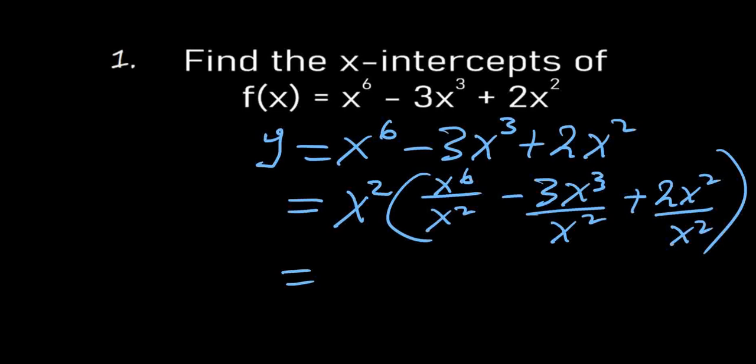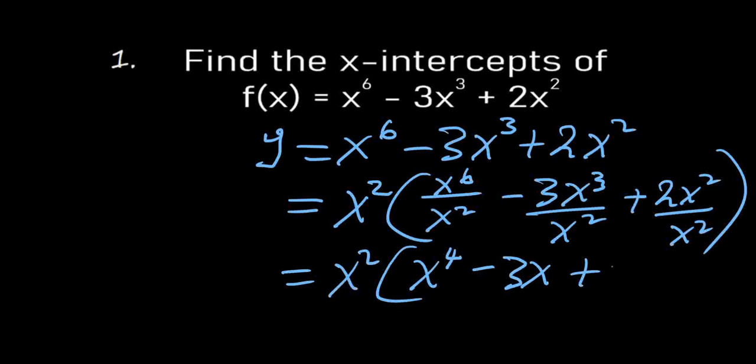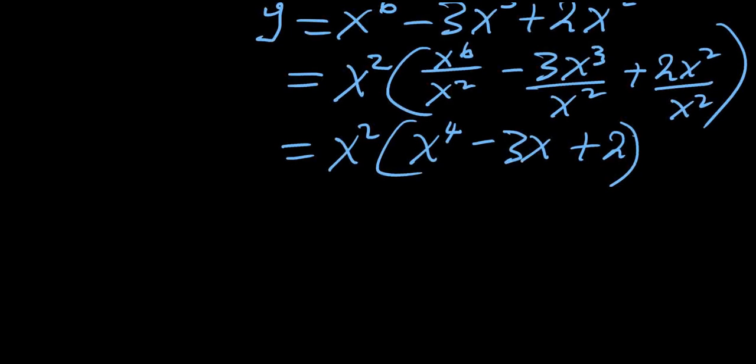So now this will be x squared times, x to the sixth power divided by x squared, that's going to give you x to the fourth power, minus 3x cubed divided by x squared, that's going to give you 3x, and 2x squared divided by x squared, that's going to give you 2, just 2. All right. So now, if you look at the content of the parentheses, it can be factored further using the quadratic method.